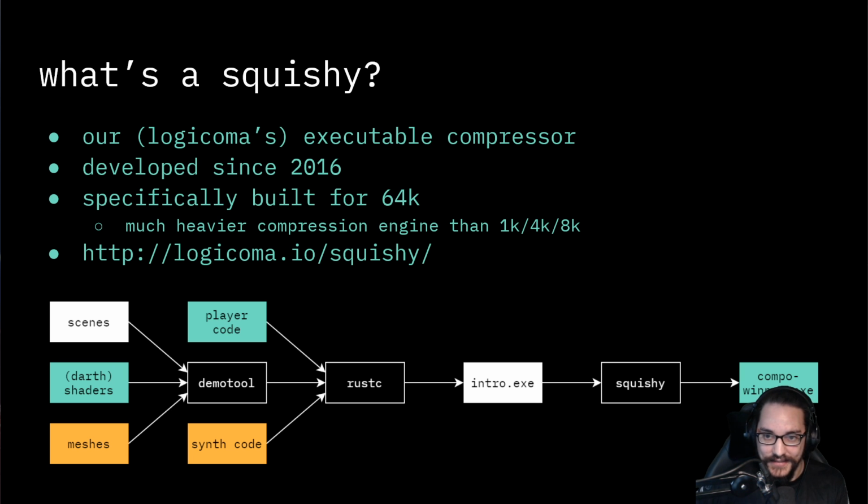That's the tool I'll be presenting today. So Squishy is our executable compressor. It's been developed since 2016, so shortly after our group started, really. It's been specifically built for 64K, so it has a heavier compression engine than you would find in like a 1K or 4K or 8K compressor. Which we pay for in size, but of course it works out in the end because we're able to compress a bit better. You can find it at this link.